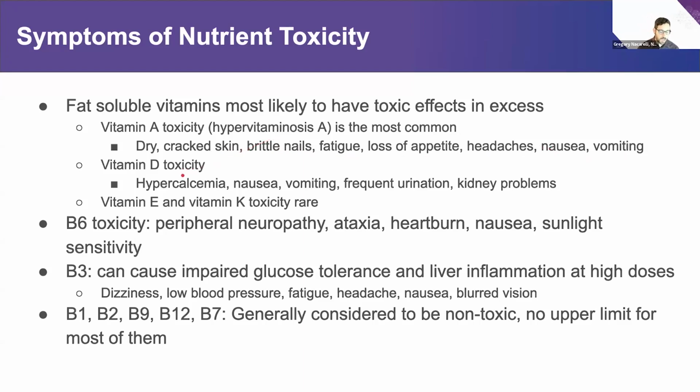Vitamin D, I think it's overblown how high you have to go for it to be toxic. Some people say if you go above 80, you're going to get these symptoms. No, not necessarily. Usually it's above 150 nanograms per mL on a lab test for 25-hydroxy vitamin D that you would be experiencing these toxicity symptoms: hypercalcemia, nausea, vomiting, frequent urination. B6 toxicity, as I mentioned, peripheral neuropathy, ataxia, heartburn, and then sunlight sensitivity if you're too high with B6.